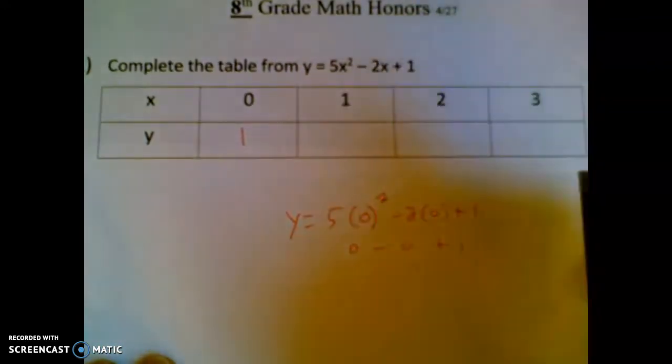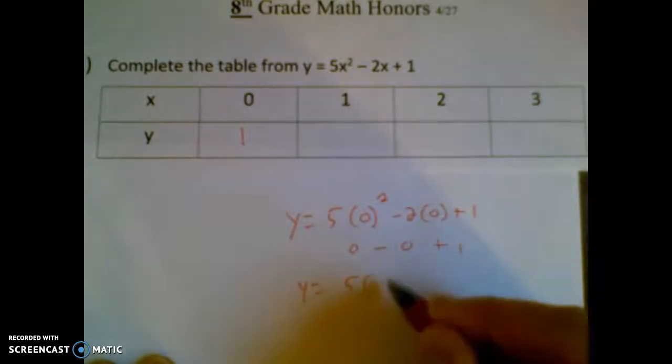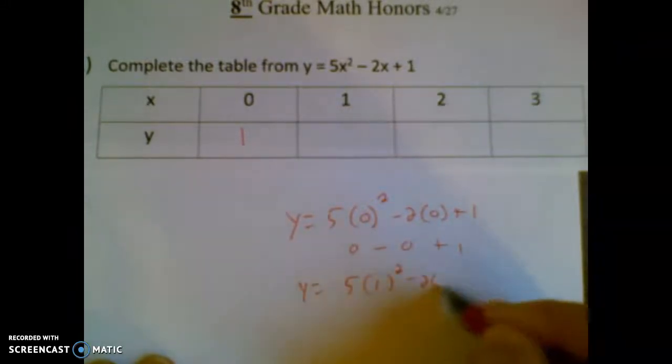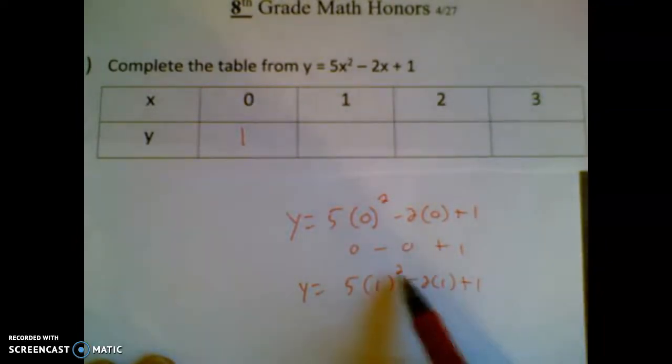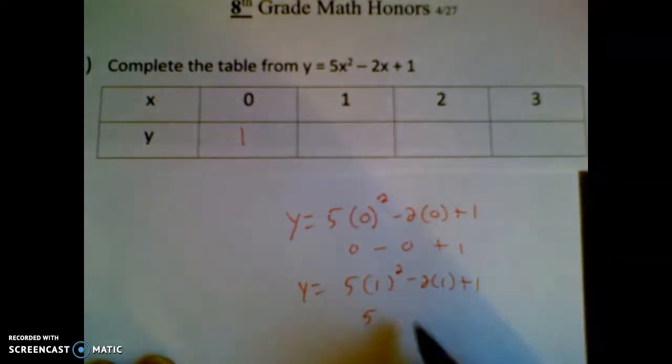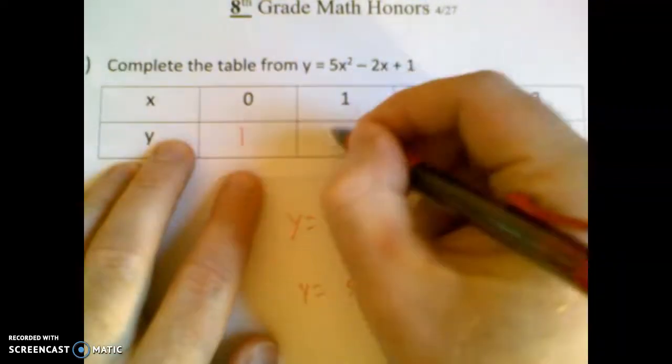It's your constant. And if x is 1, then write the equation 5, and then it's 1 squared minus 2 times 1 plus 1. So 1 squared is 1, times 5 is 5, 2 times 1 is 2, plus 1, and that will give you 4.